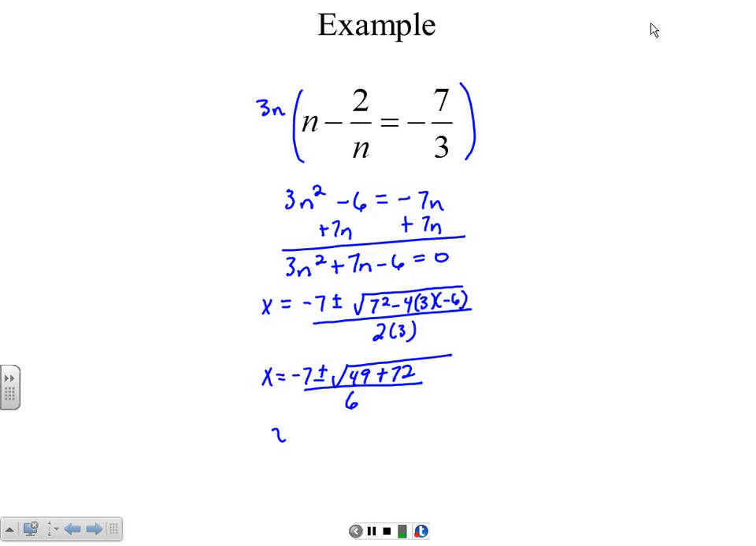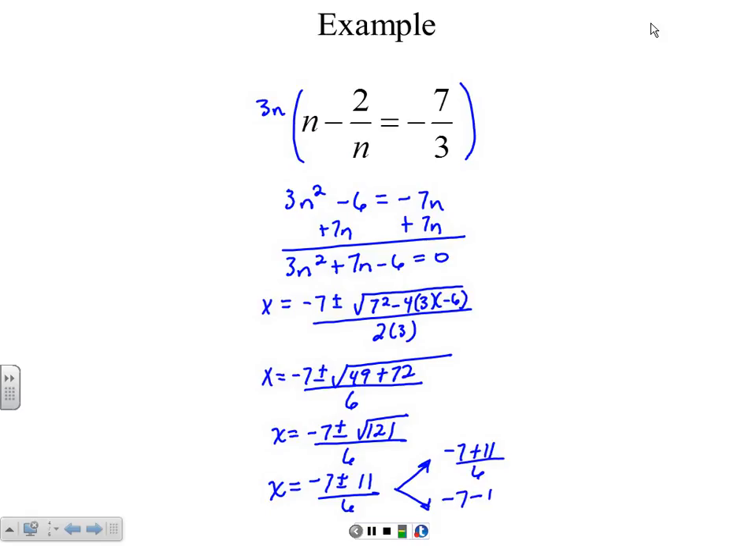So we'll have x is equal to negative 7 plus or minus the square root of 49 and 72, which is going to be 121, over 6. So x is equal to negative 7 plus or minus 11 over 6. And again, like I showed you in earlier sections, you can break this up. So we'll have negative 7 plus 11 over 6 and negative 7 minus 11 over 6. That plus or minus sign goes to that 11.